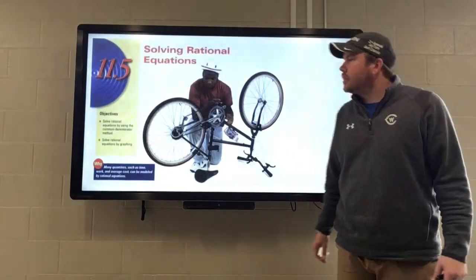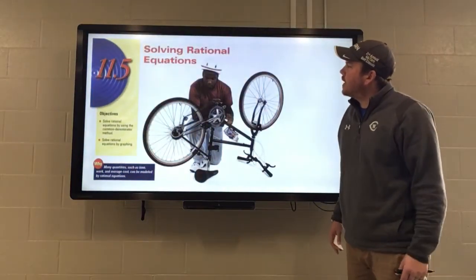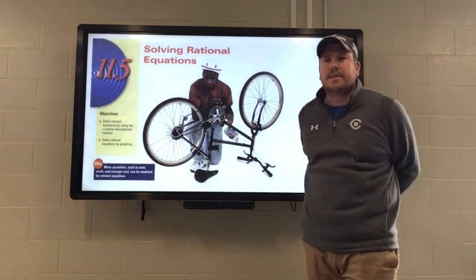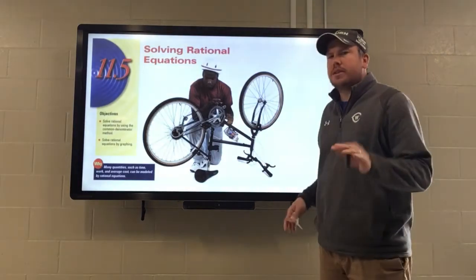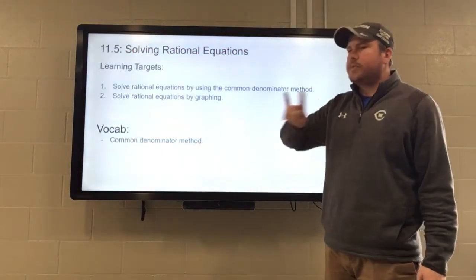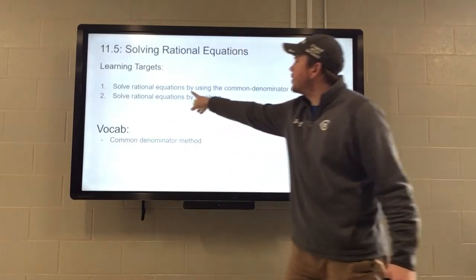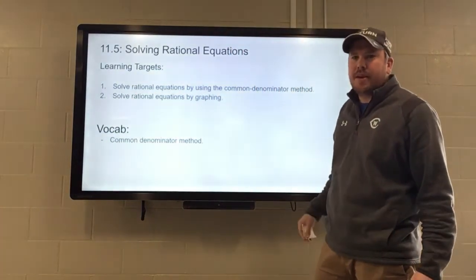Hello class, today we're going to look at section 11.5, solving rational equations. Now, in this section we actually look at two different ways to solve these rational equations, but we're just going to focus on the one for now. So we do have two learning targets here. Again, we're just going to focus on the one. We're going to focus on solving rational equations by using this common denominator method.